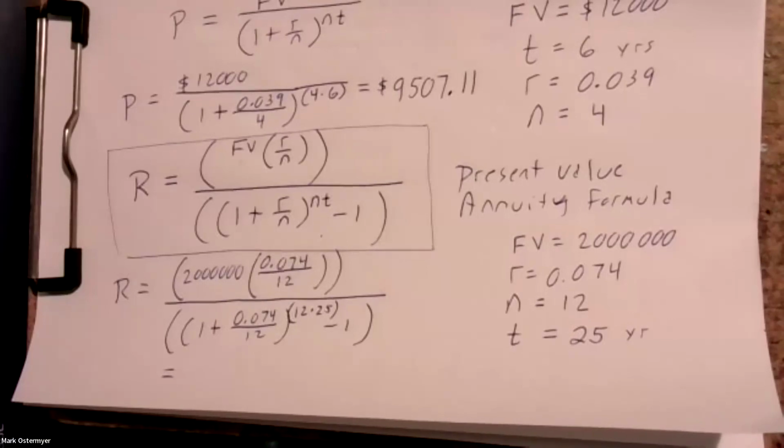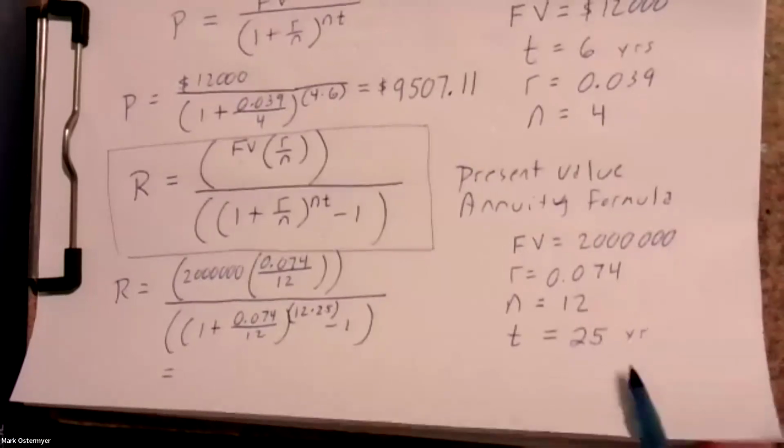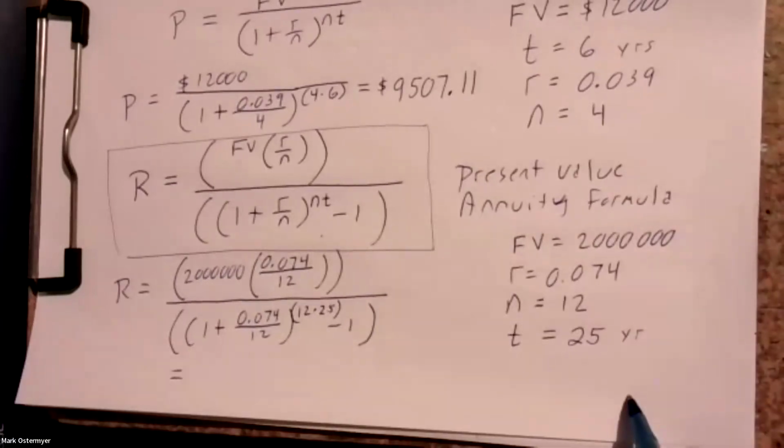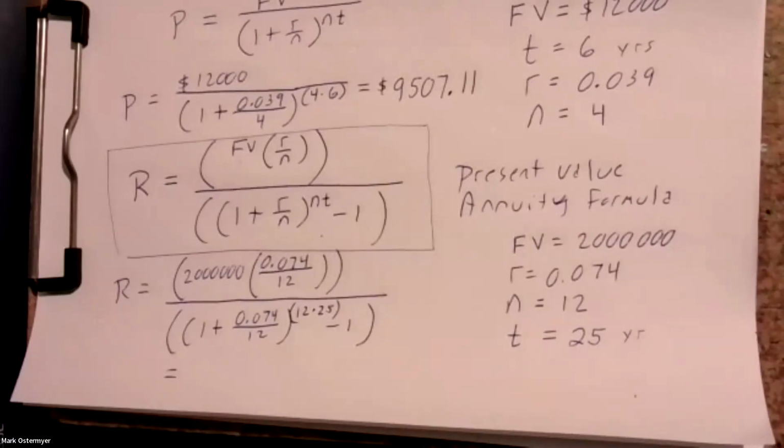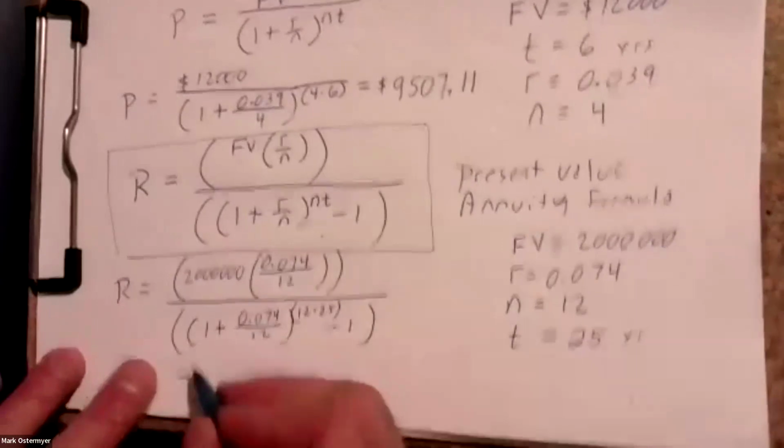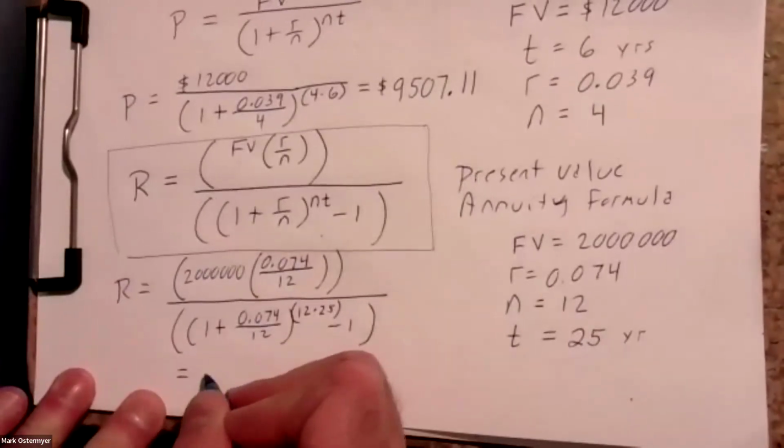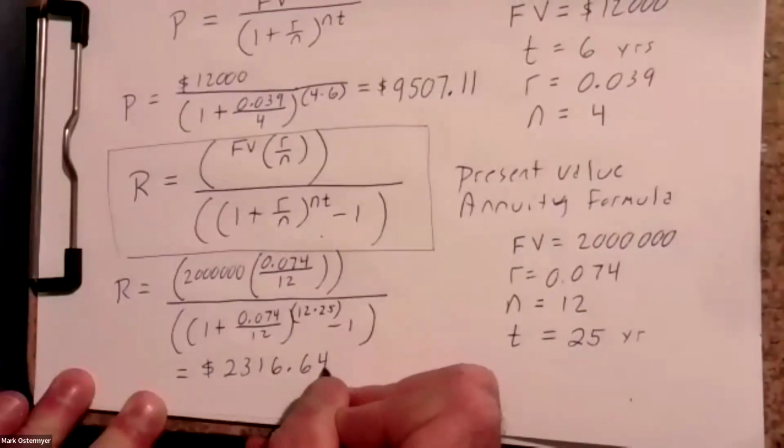What the? You sure I got all my numbers right here? Oh, I forgot to subtract 1, I believe. Okay, so what did you get? Yeah, you are correct. It is 2,316.64. There you go.